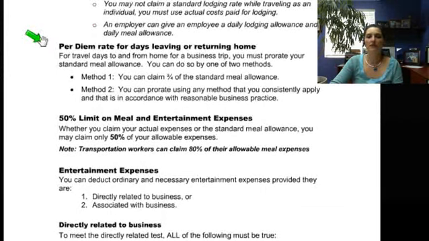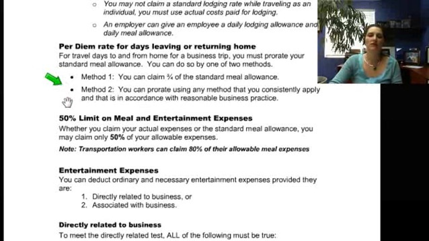So, per diem rate for days leaving or returning home: what happens to your daily meal rate on the day you leave and the day you return? For travel days to and from home for a business trip, you must prorate your standard meal allowance. You can do so by one of the following methods. Under Method 1, you claim 3/4 of the standard meal allowance. Under Method 2, you can prorate using any method that you consistently apply and that is in accordance with reasonable business practice.